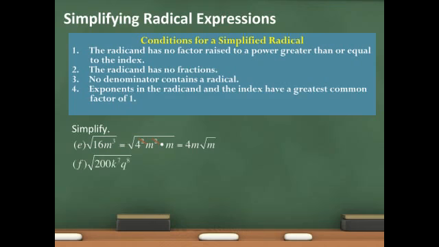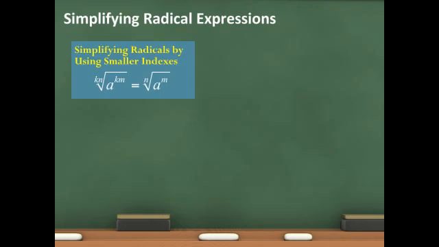In part F, we have the square root of 200 times k raised to the 7th power times q to the 8th power. Again, we can rewrite the radical as 10 squared times 2 times k cubed raised to the 2nd power times k times q to the 4th power raised to the 2nd power. Notice there are factors that have the power 2, which is the same as the index. So we simplify these factors. This will give us 10k raised to the 3rd power times q to the 4th power times the square root of 2k.